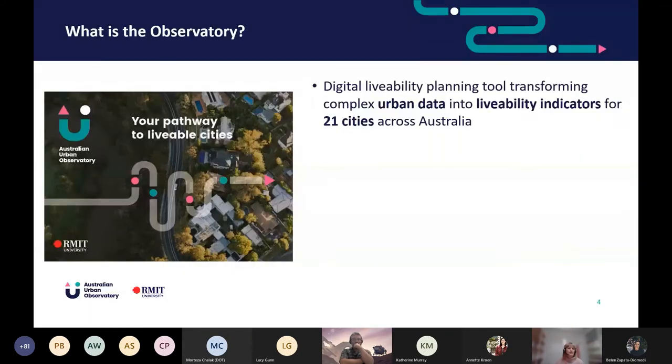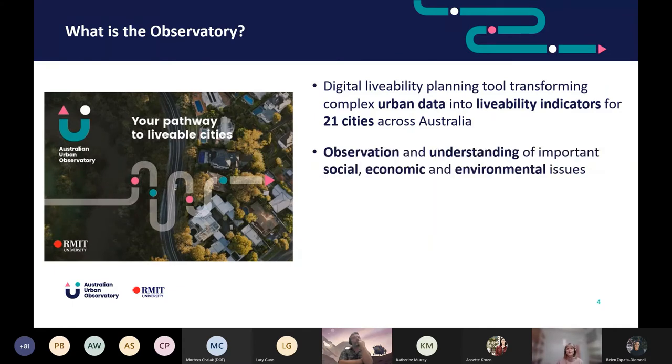So to move through and just to tell you, what is this thing? As I said earlier, it is a digital livability planning tool. So we're really trying to take this complex urban data and turn it into easily understood and communicated livability indicators for 21 cities across Australia. Why those 21 cities? They are the largest cities of Australia. There are 8 capital cities, our 13 largest regional cities, and they're also home to over 70% of the population. Another reason we have 21 cities included is those cities match the National Cities Performance Framework used by federal government to look at these changes over time in our largest cities.